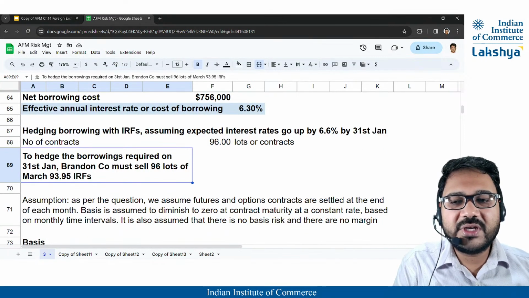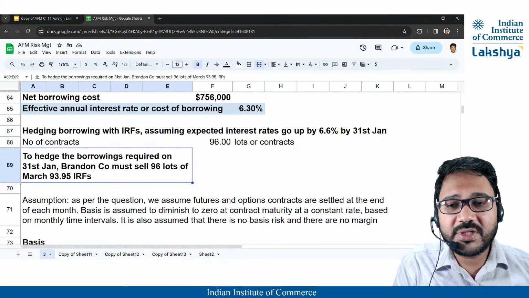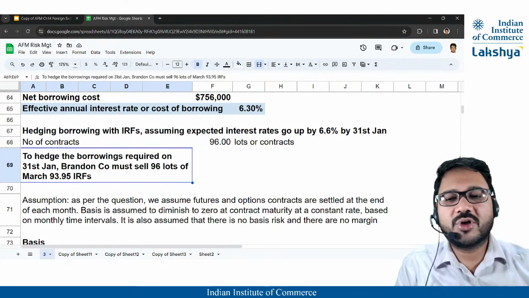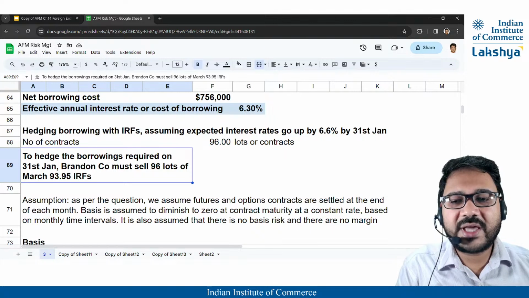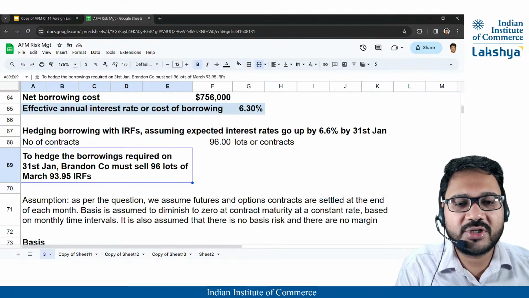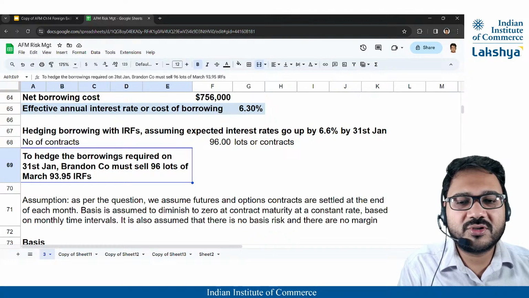Okay, we are highlighting the assumption over here. Remember, we need to mention the assumptions in the exam. So assumption, in fact, we could just do a copy paste. Assumption as per the question: we assume futures and option contracts are settled at the end of each month. Basis is assumed to diminish to zero at contract maturity at a constant rate based on monthly time intervals. It also assumes that there is no basis risk and there are no margin requirements.